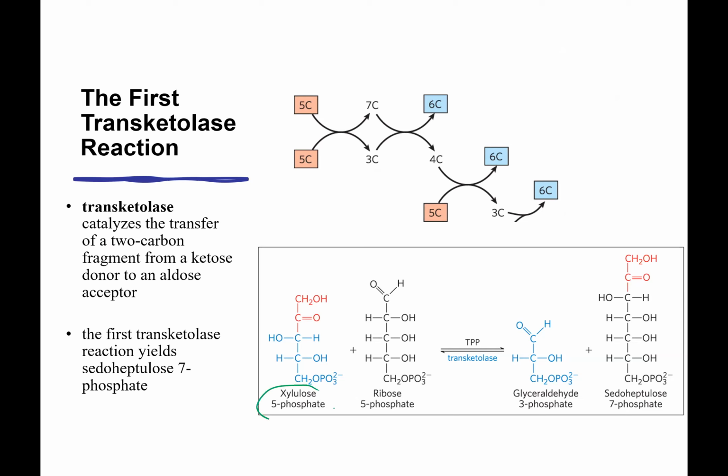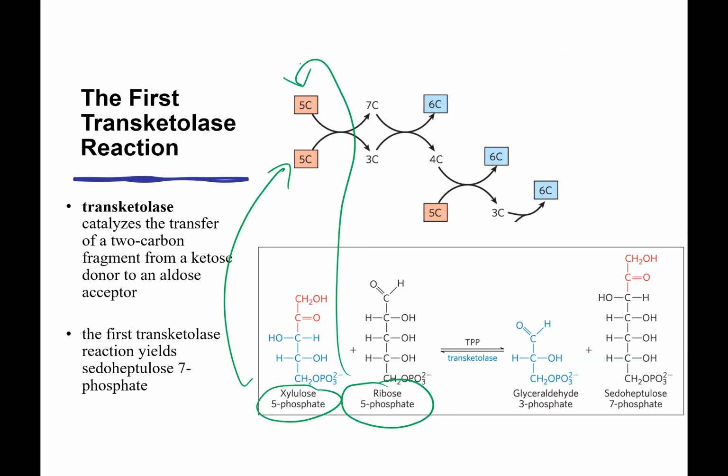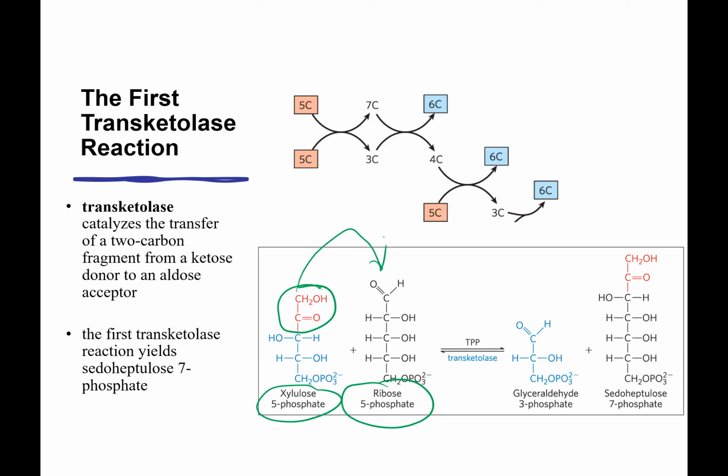So here we have our xylulose 5-phosphate, which is this molecule, and our ribose 5-phosphate, which is this molecule, right? So these two things, as we noted, this group from xylulose 5-phosphate, and that's a keto group, right, is actually transferred here at the aldehyde of our ribose, and courtesy of the coenzyme TPP in combination with transketolase, we get glyceraldehyde 3-phosphate, which is here, right? And sedoheptulose 7-phosphate, which we have up here.